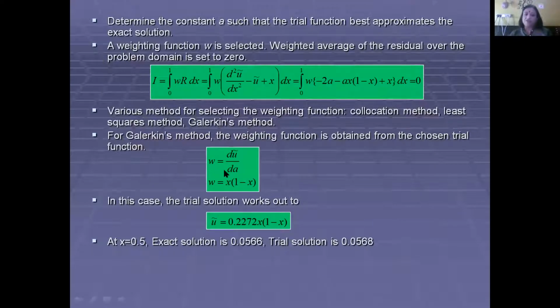This weighting function for Galerkin's method is chosen by taking du dA. And after that, we try to make the weighted average of the residual over the problem domain go to 0. By imposing this constraint, we are able to find a solution for the trial function. We are able to find a trial function. And for this particular case, it does seem to be an acceptable trial solution. Is that okay? Any questions?